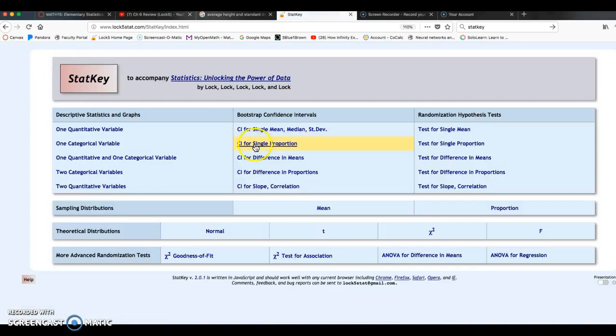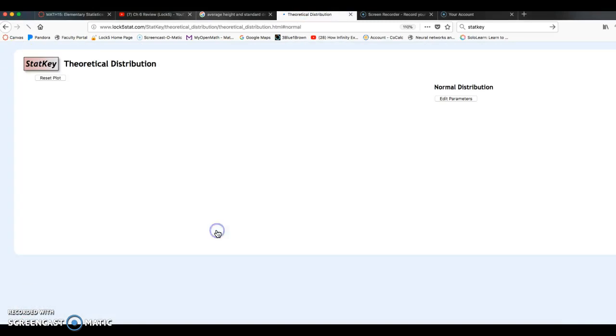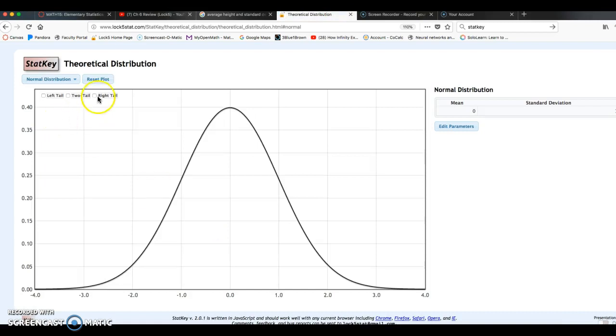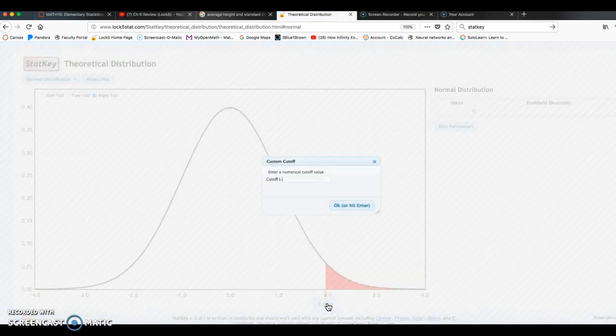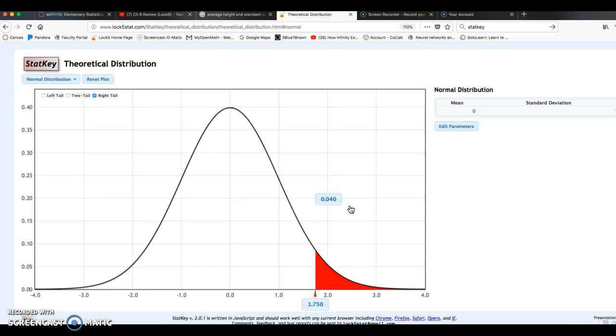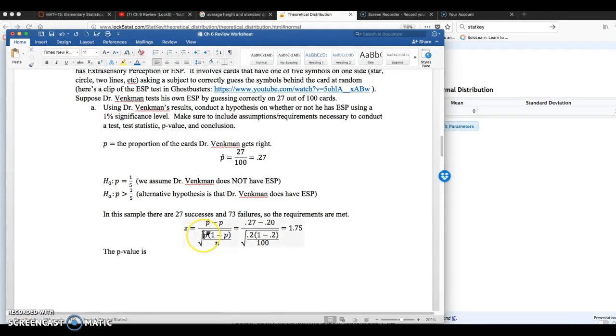I'm going to go to the main screen. For z, we're looking at normal. I'm going to click on right tail, and in the bottom, change this value to the test statistic of 1.75. And that gives me a p-value of 0.04. So the p-value is 0.04.